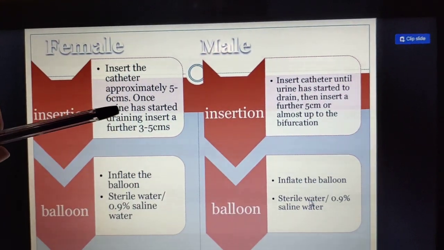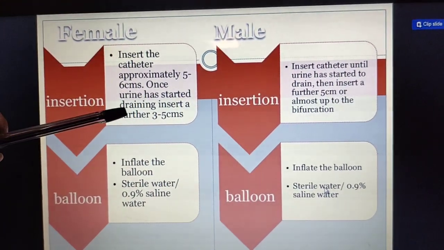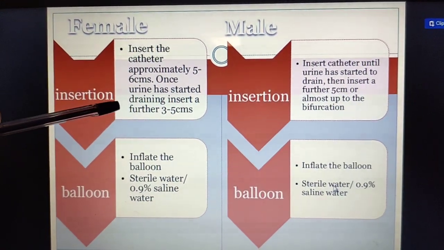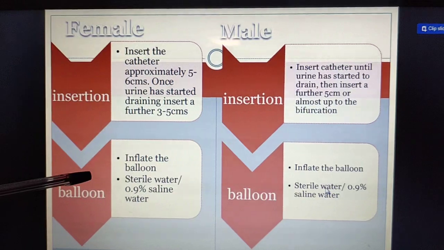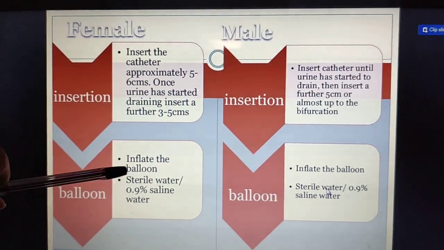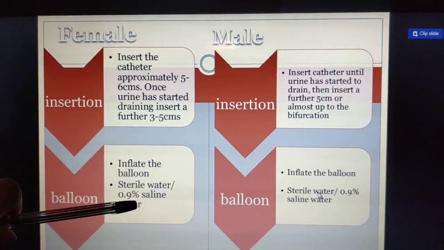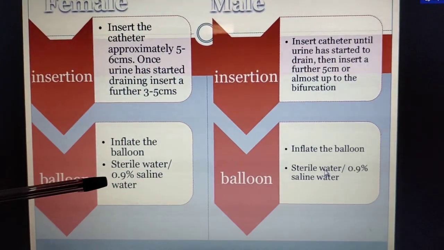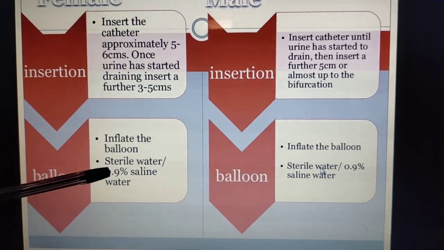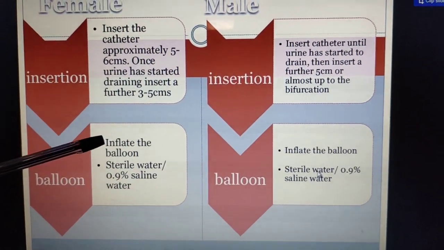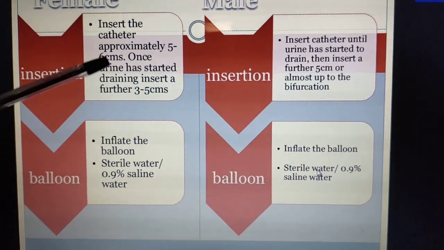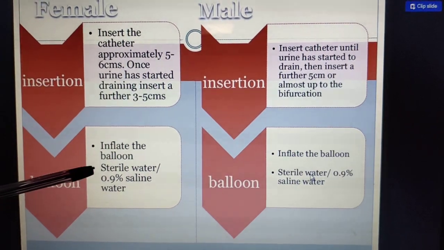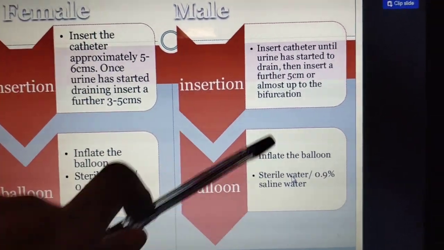Then what you have to do: once you insert and get the urine, it is confirmed you are in the bladder. Then keep the catheter there only. Then you take sterile water or normal saline in the syringe, 10 ml, and inflate the balloon. You have two endings, I will show you once again in the next slide. After inserting, you should inflate the balloon with normal saline, same as for the male.